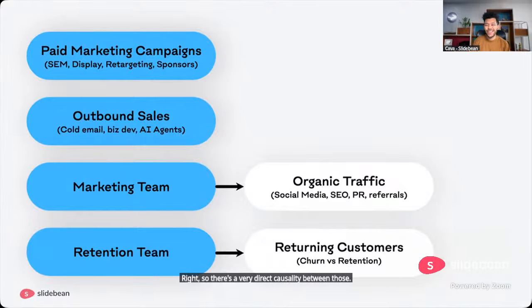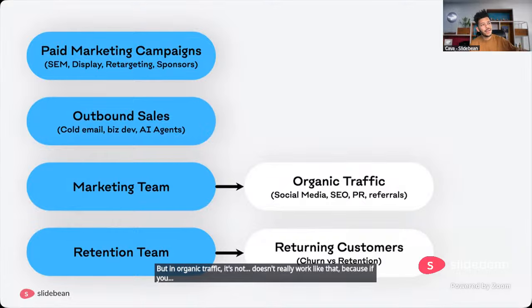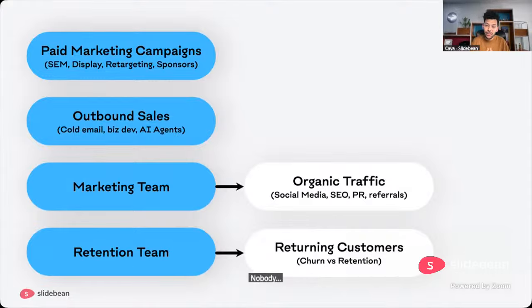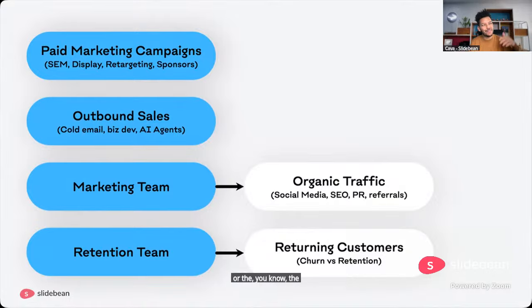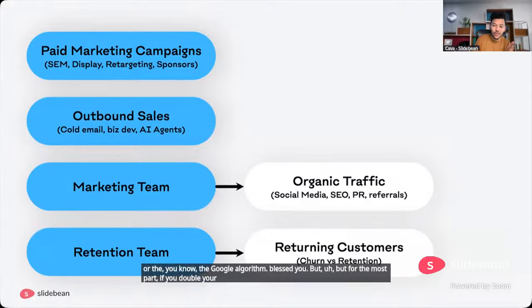But organic traffic doesn't really work like that, because if you have an SEO team and you double your SEO team, are you going to get double the traffic? We don't know, right? Maybe you'll get triple the traffic because you hired a great team, or the Google algorithm blessed you. But for the most part, if you double your marketing team or your SEO team, you're not necessarily going to double traffic. It doesn't work like that. It doesn't connect directly.